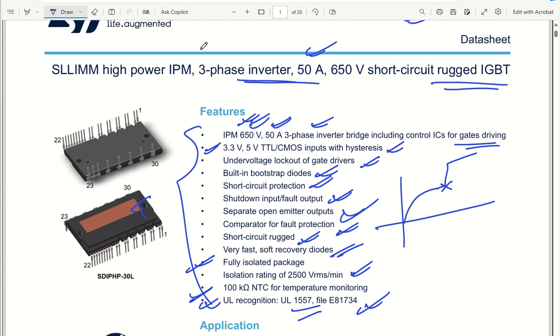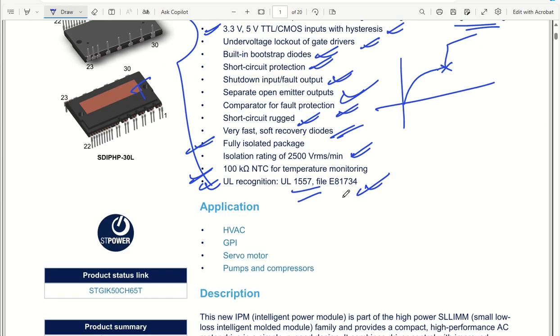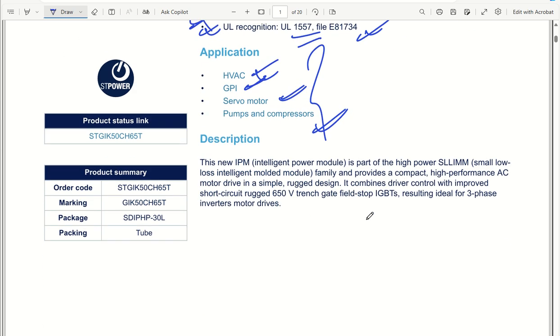As for the specific usage of this slim high power IPM, it can be used in HVAC systems, that is heating, ventilation and air conditioning systems. It can be used in GPIs, servo motors, pumps and compressors. These are the different applications that can be utilized, and they are recommended by the manufacturers.